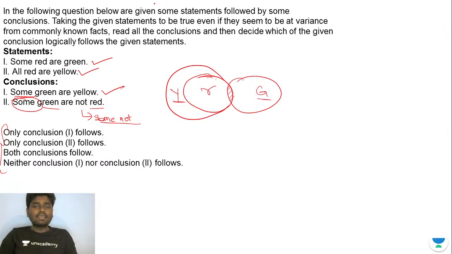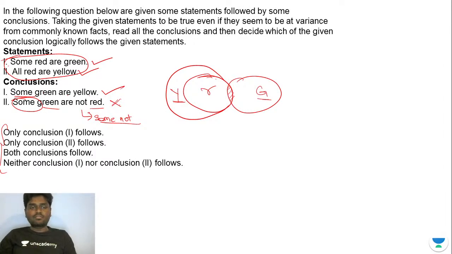There is nothing against the condition. Right? If you see here, there is nothing against the condition. You need to see the possibility of whether you can put all green into red. You can definitely put all green into red based on the two statements. So if that is the case, then I cannot say that some green or not red. So the second conclusion absolutely falls to be false.